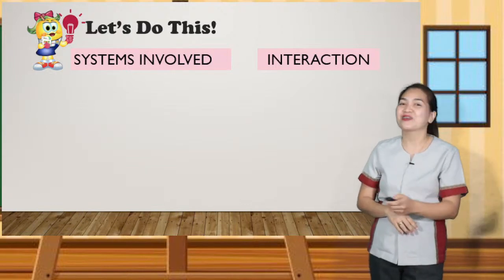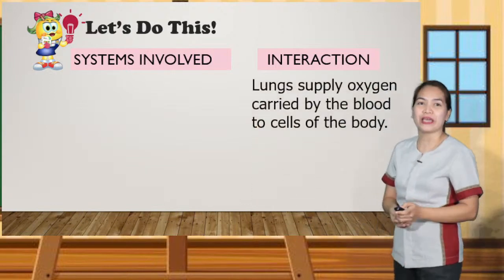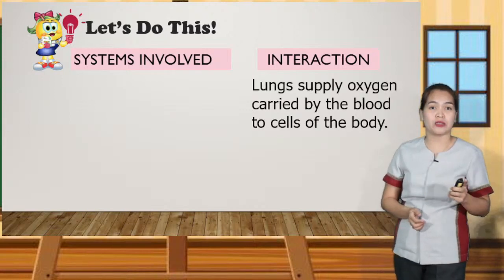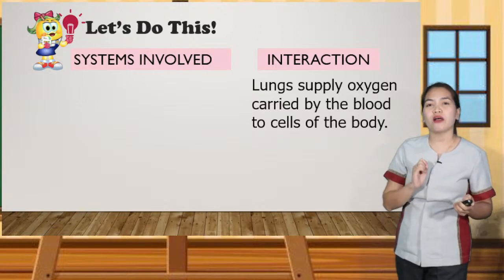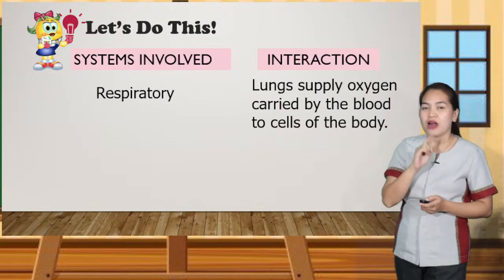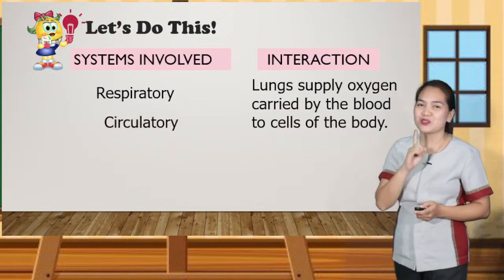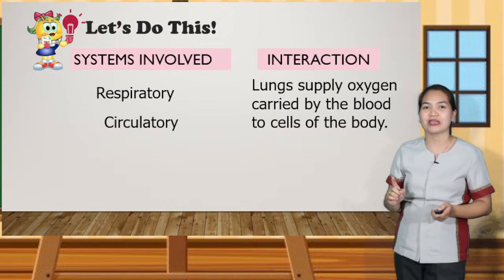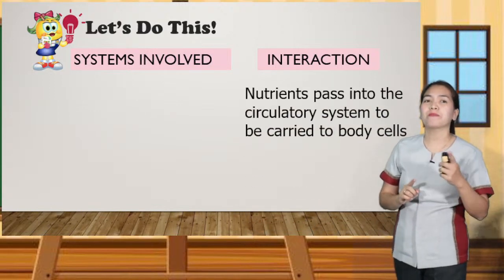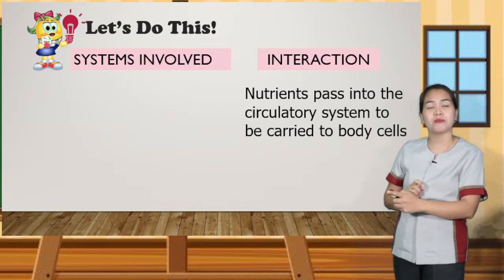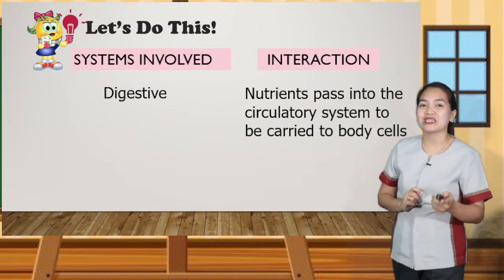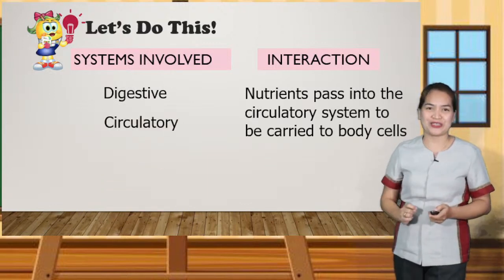I guess so. So let's start with the first one. The lungs supply oxygen carried by the blood cells of the body. What are the systems involved in this interaction? The answer is respiratory system and circulatory system. Very good. Now let's have the next one. What about nutrients passed into the circulatory system to be carried to the body cells? Very obvious. The answer is we have the digestive and circulatory system.